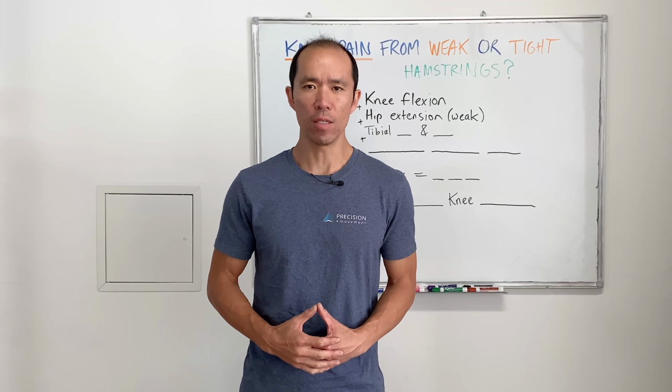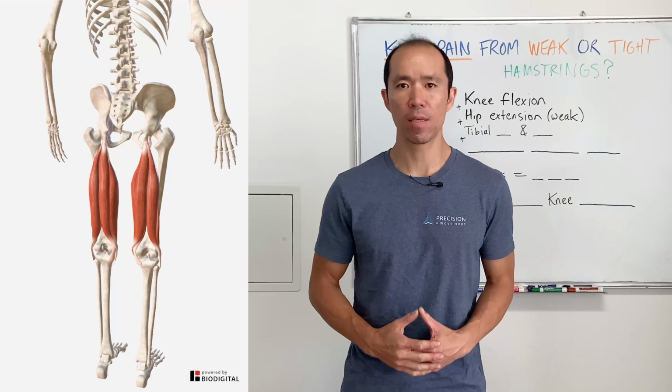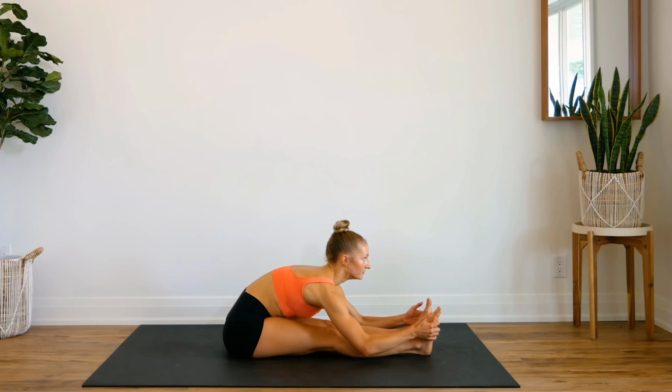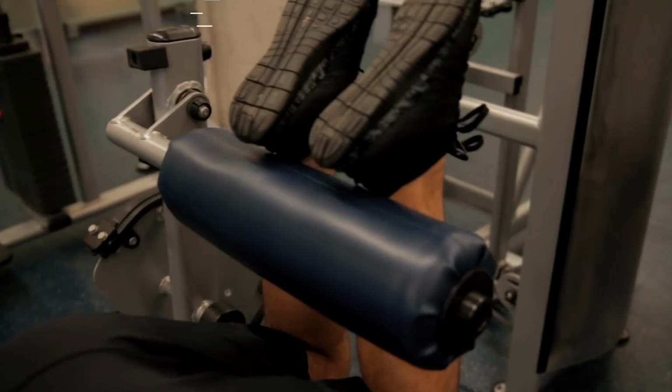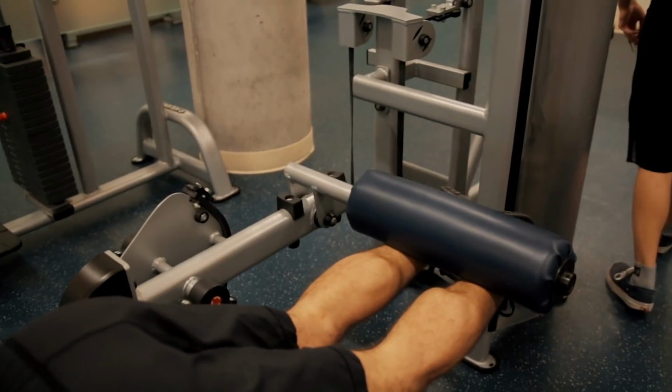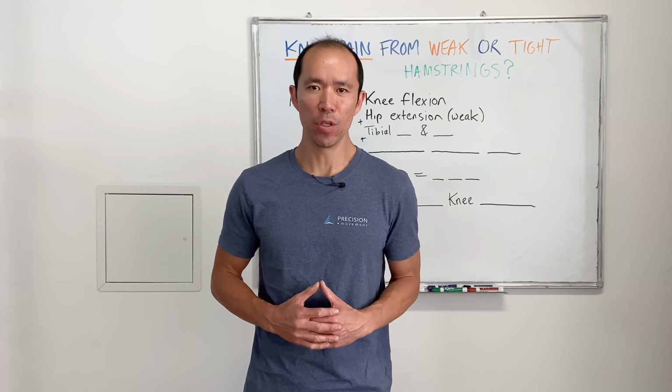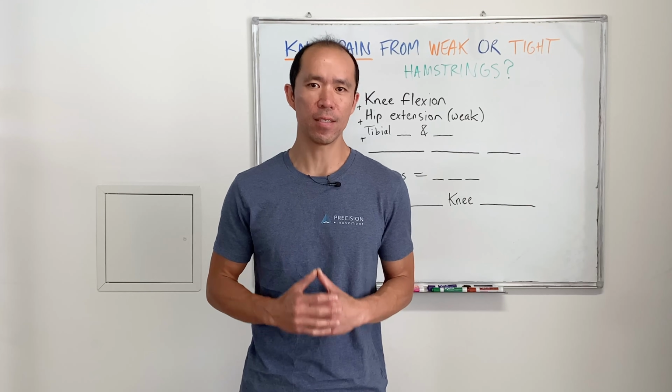There are a few root causes of knee pain that people often miss, weak and tight hamstrings being one. But simple stretches and leg curls won't address all the ways the hamstrings might be dysfunctional. Watch this video for full details and 5 exercises to get your hamstrings working right.